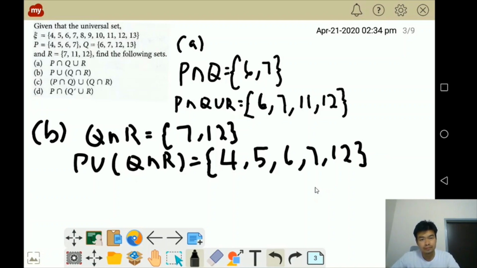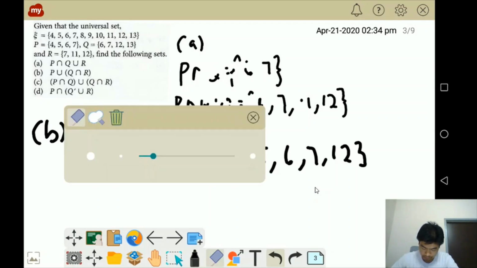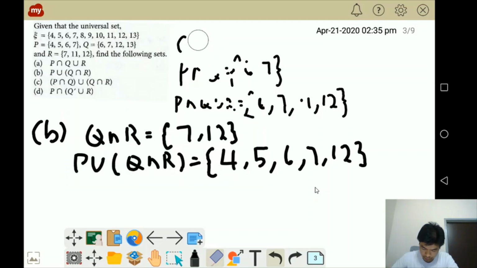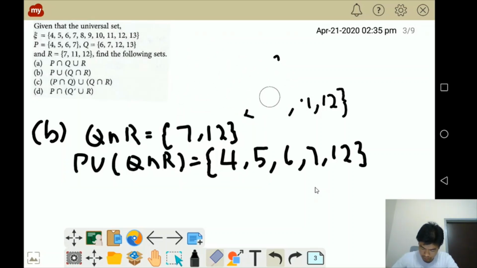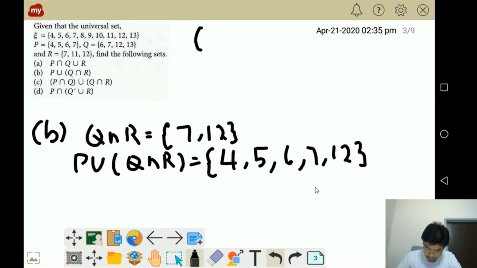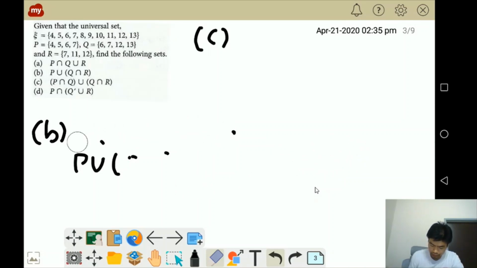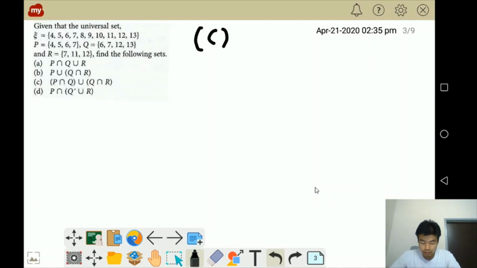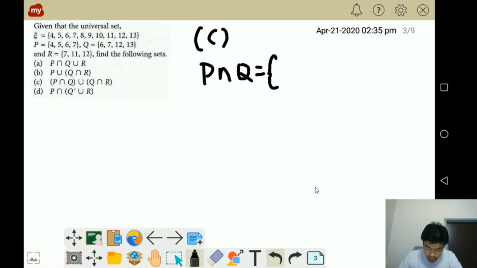Now let's go for C. I'm going to erase all this. Right, C. So there are two brackets. We need to do what is in the brackets first. So P intersect Q. Let's list down the elements for P intersect Q. What are the elements of P intersect Q? Just now we did that already, right? 6 and 7.